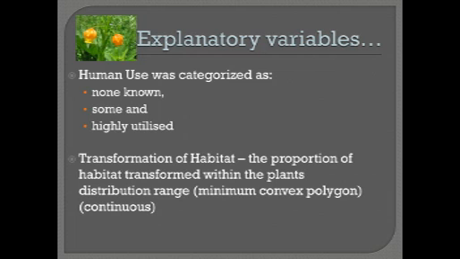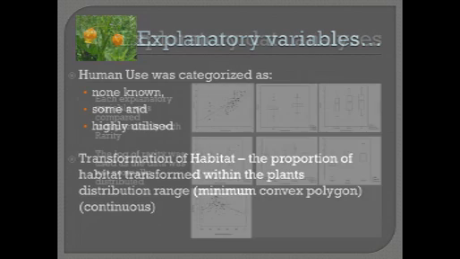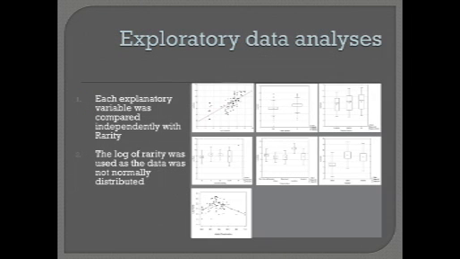Initially, I looked at each individual variable compared with rarity. Rarity was not normal, so it was log transformed, as was niche width. As you can see, the writing's very bad, but the only really strong relationship was with niche width. The others showed very weak relationships, such as habitat specificity and matrix species.